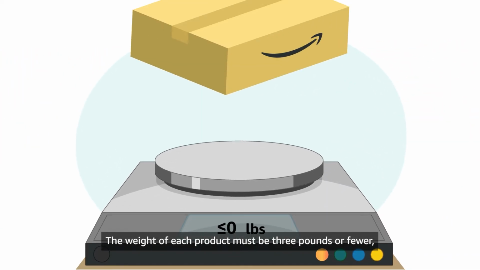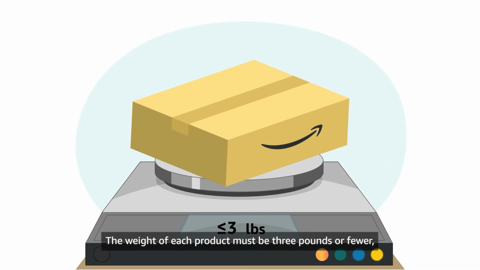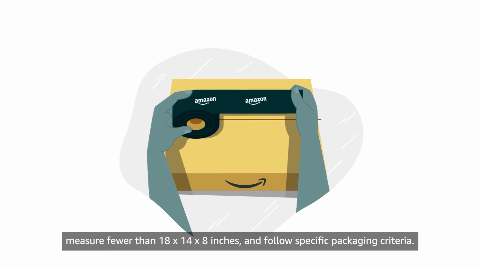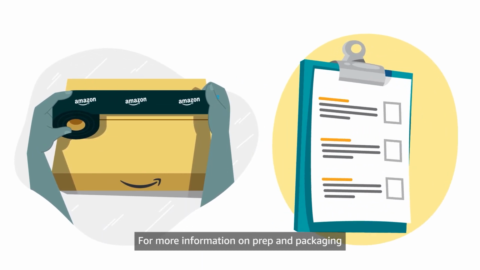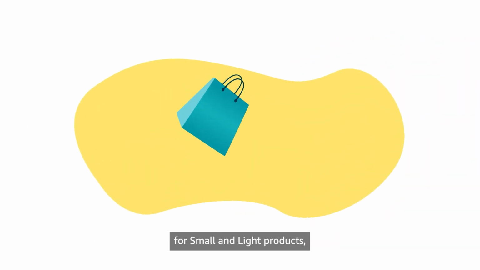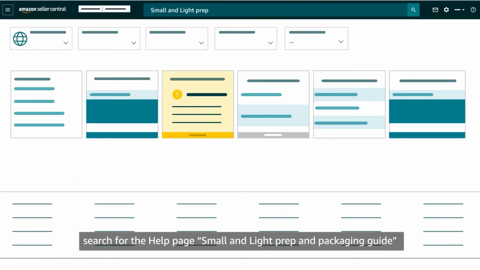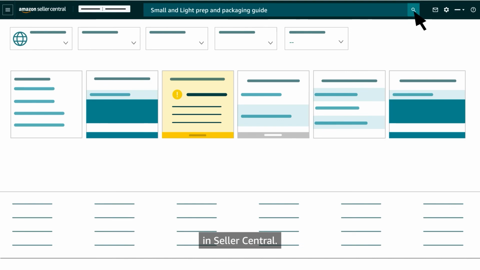The weight of each product must be 3 pounds or fewer, measure fewer than 18 by 14 by 8 inches, and follow specific packaging criteria. For more information on prep and packaging for Small and Light products, search for the help page Small and Light Prep and Packaging Guide in Seller Central.